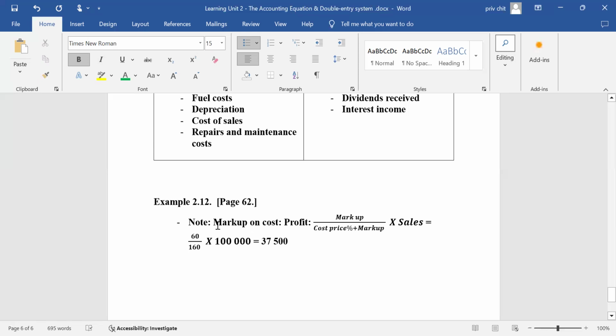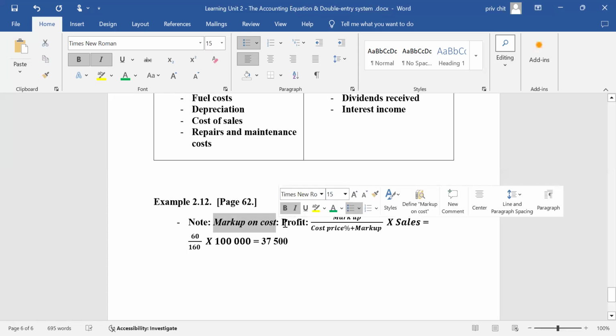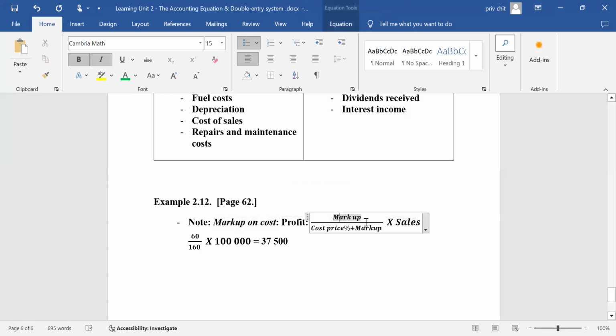So what I'm trying to emphasize to you is, whenever they say markup on cost, when you want to calculate the profit from that, you just take the markup itself, which is that 60%, and divide it by the cost price percentage plus markup, which is normally the sales percentage anyway. The cost price percentage here is always 100%, okay? And then the markup is 60. So 100 plus 60, that's where this 160 is coming from. Are we together? Yes. Are we?